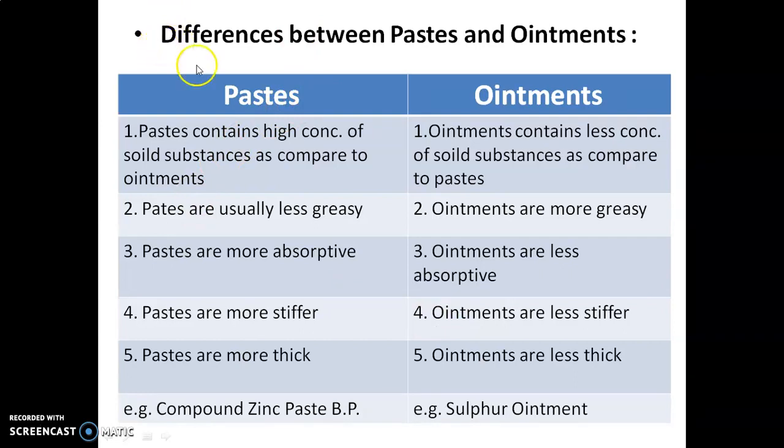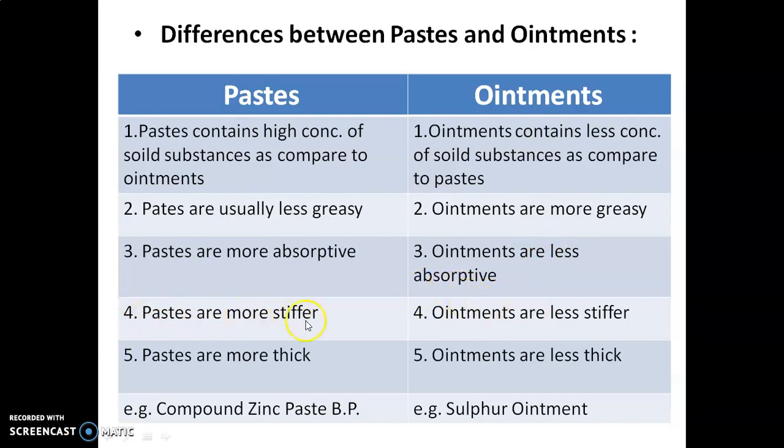Then let's see the difference between pastes and ointments. First point: pastes contain a high concentration of solid substances as compared to ointments, while ointments contain a lower concentration of solid substances as compared to pastes. Second point: pastes are usually less greasy, while ointments are more greasy. Then pastes are more absorptive, while ointments are less absorptive.